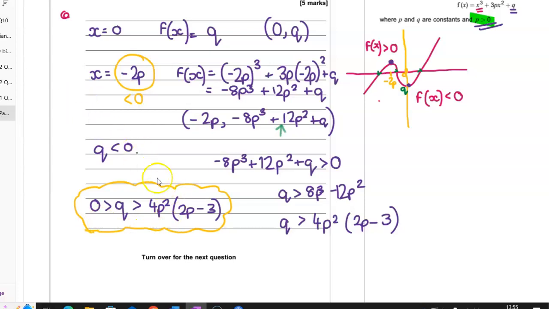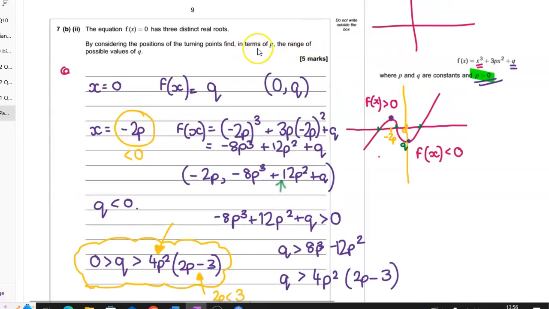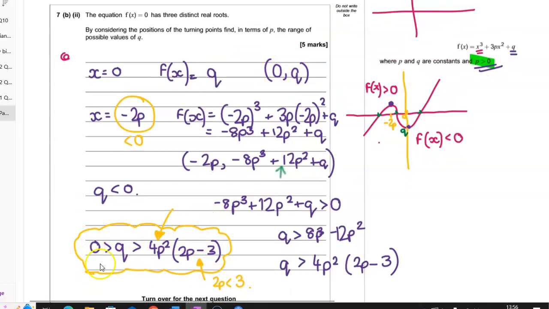Just thinking on a little bit more, 4p squared is always going to be positive. 2p minus 3, so this is positive. We need this bit here to be negative, don't we? Because q has got to be less than 0. So in that case, 2p has got to be less than 3 in order for that bit there to be negative. But it doesn't really ask us to give the conditions on p, only the conditions on q. So I think we could possibly leave it just at that there. Okay, I hope that helps.